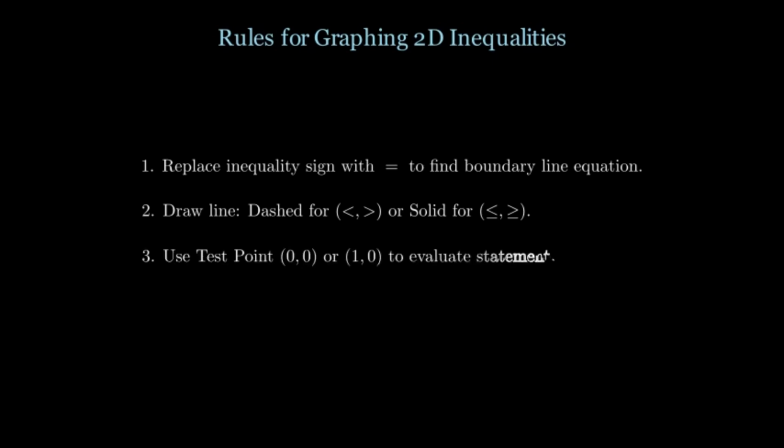Step 3. Choose a test point, such as (0, 0), or another point if the origin lies on the boundary. Substitute the point into the original inequality. And step 4, shade the side where the inequality is true. And when you're working with a system of inequalities, look for the overlap between the solution regions. So remember: boundary, line type, test point, shade the true region.